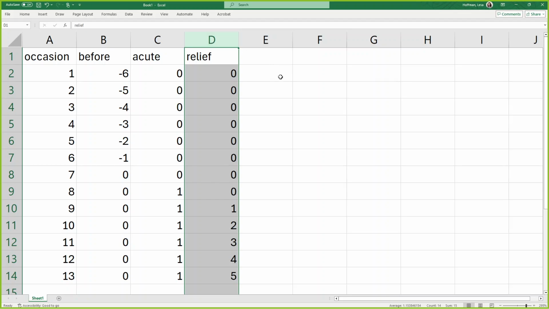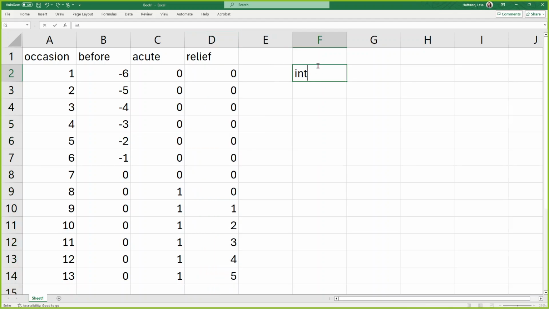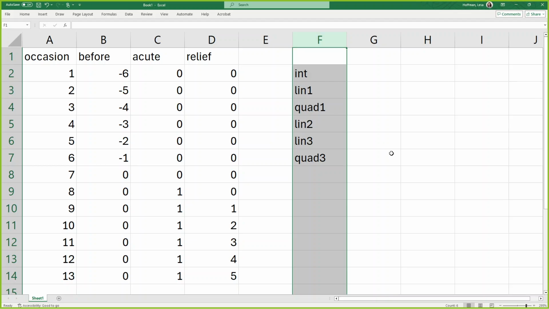So if we count up the number of parameters that we have here, we have an intercept. We'll call this lin1, quad1. We'll go lin2 for the second phase. There's no quad2 because there's only 2 points connecting them. We'll go lin3 and quad3. So how many parameters do we have in the model for the means? Yep, 6 things here. How many means are we trying to recreate?